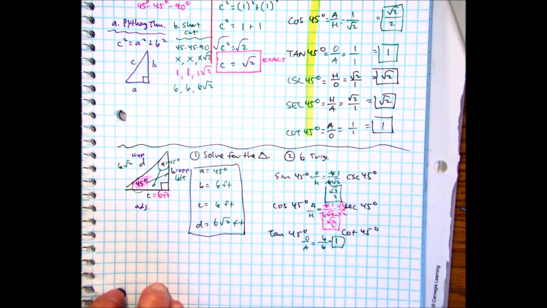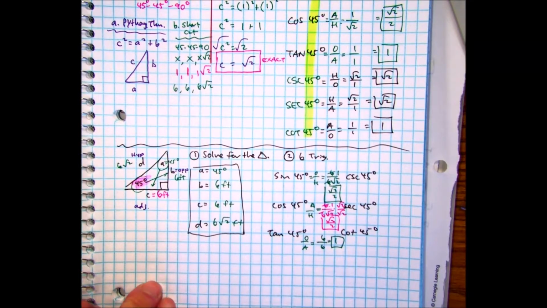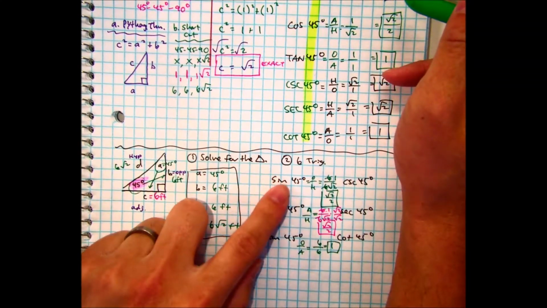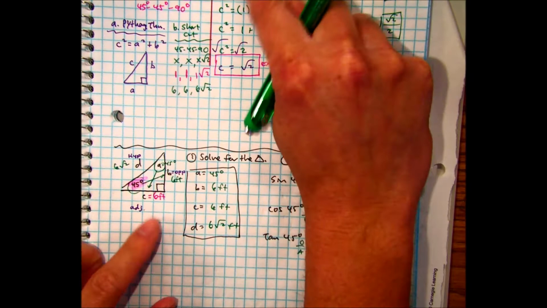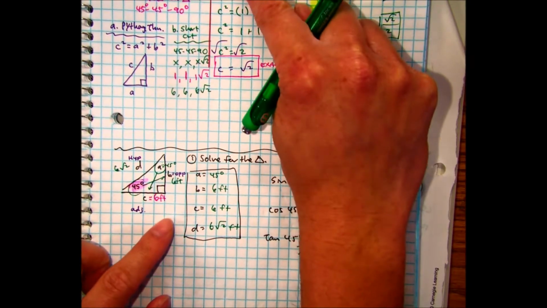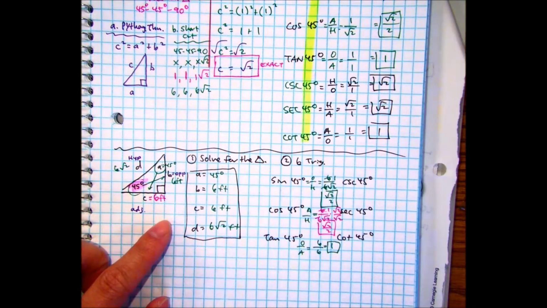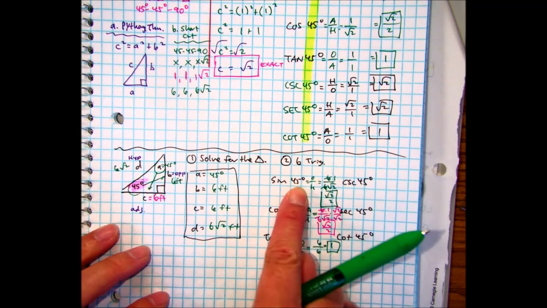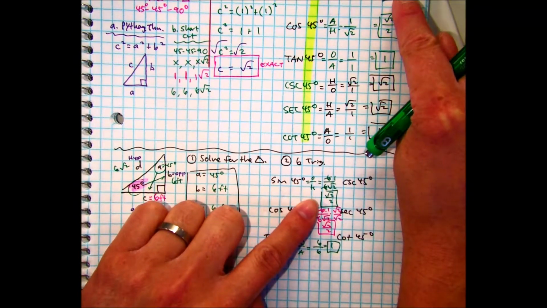Did anyone recognize that they were exactly the same? Raise your hand if you saw that. Does that make sense? The reason why they're exactly the same, even though they're different lengths, is that when you compare them, it's a ratio. So when our angle is 45 degrees, notice how it's always becoming radical 2 over 2.